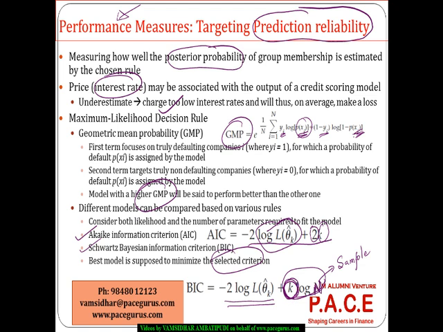If k is large, here the penalty is only twice, but there the penalty is log n times. So BIC actually penalizes a higher number of parameters heavily compared to AIC, and whichever model gives me the least value, I'll choose it, targeting accuracy or prediction reliability.